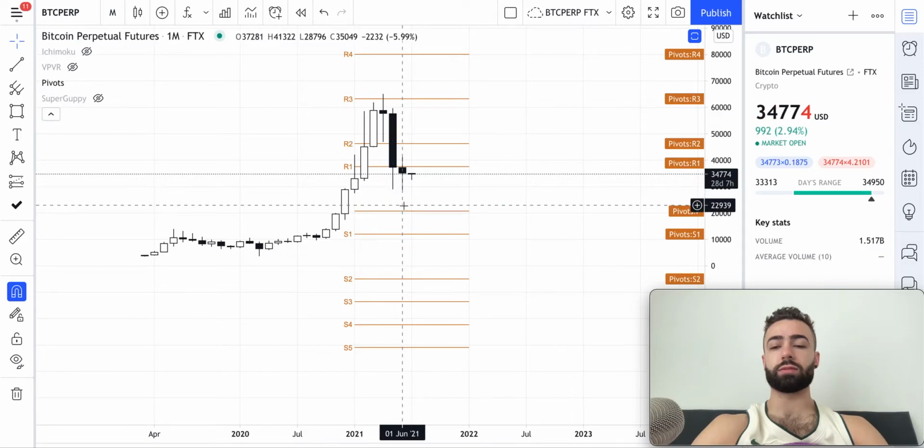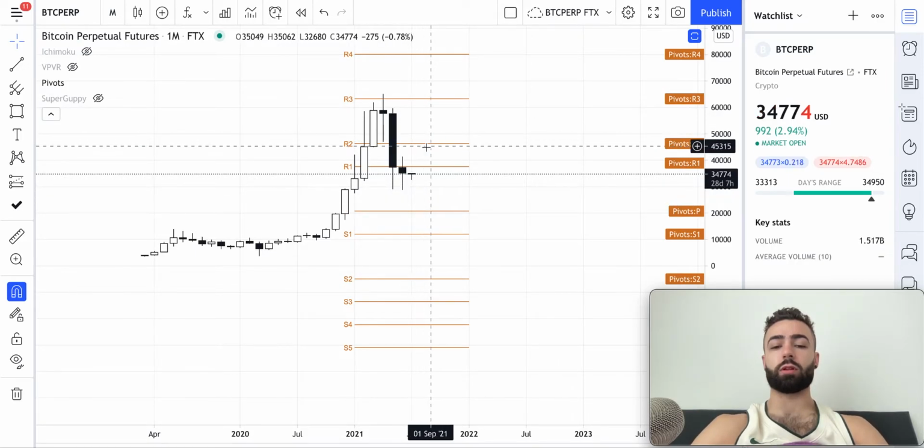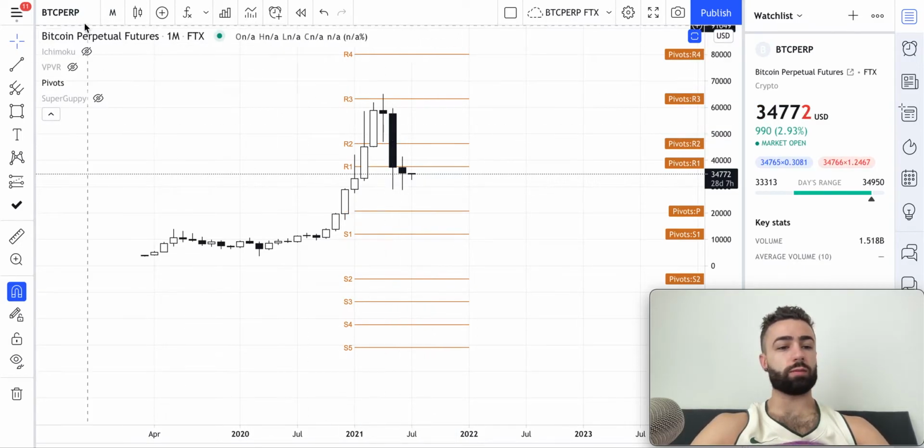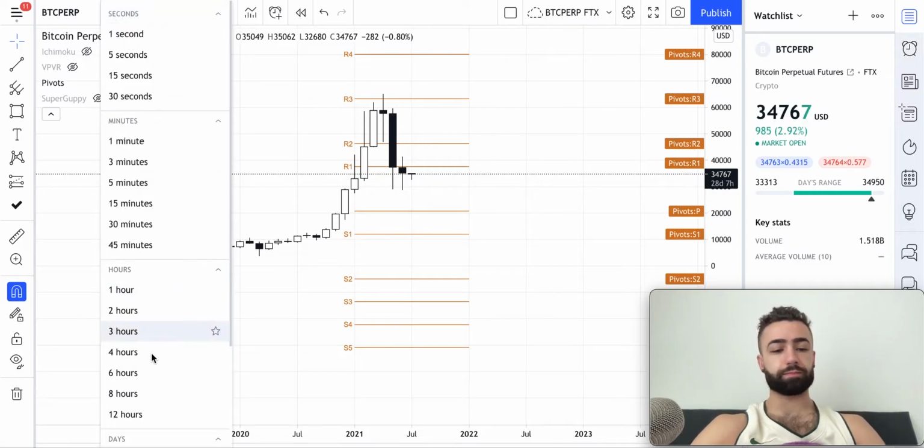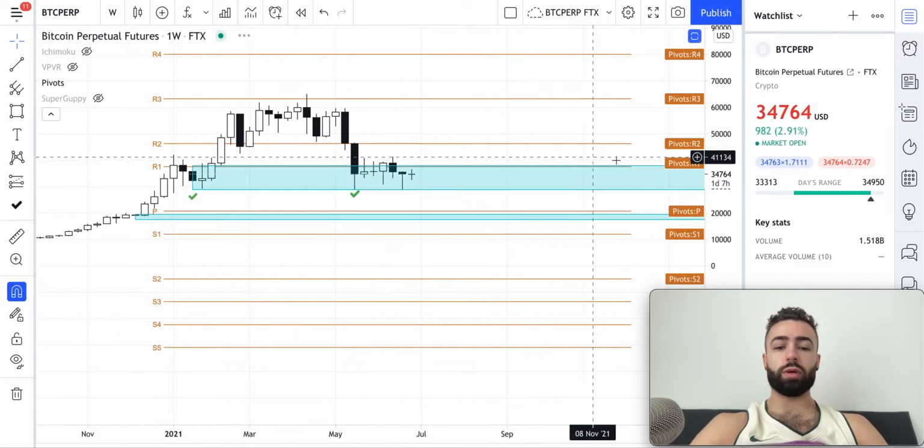Given the magnitude of this move, we're going to come up and we're going to form a lower high somewhere, and my bet is going to be somewhere from the R2 pivot up at about 46,000 to the 47K level. And I'll talk about why that is on the 3-day time frame. So let's go to the weekly.